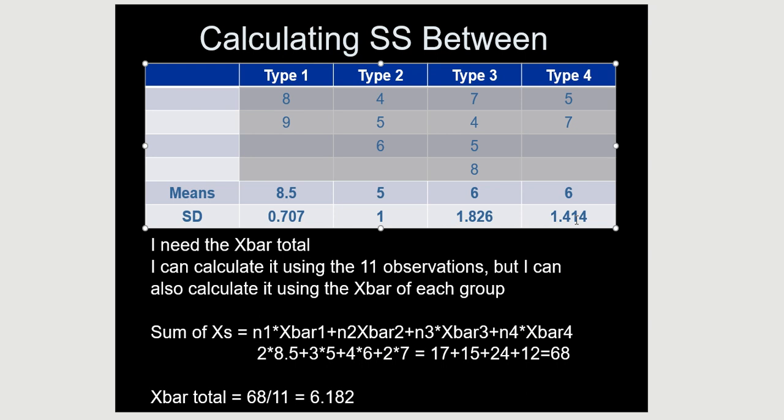Or what you can do is take the average of group 1 and multiply it by 2. That will give you the total of group 1. You take the average of group 2 and multiply it by 3. That will give you the total of group 2. You take the average of group 3 and multiply it by 4. That will give you the total in group 3. The average of group 4, you multiply it by 2.